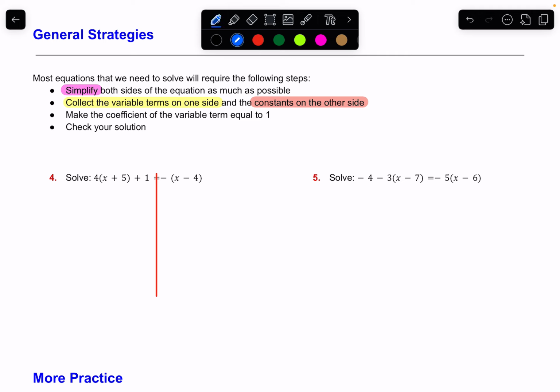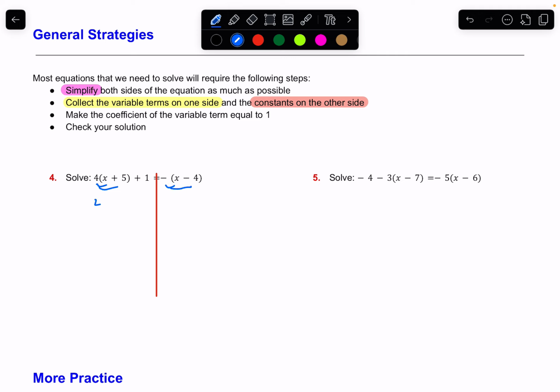Before I have to do any of that though, first I just need to distribute. So I have a 4 that's going to get distributed to an x plus 5 and a -1 that's going to get distributed to an x minus 4. So when I do each of those, I get 4x plus 20 and -x plus 4. But I can't forget that I had a +1 on the left side. Okay, so that +1 stayed put.